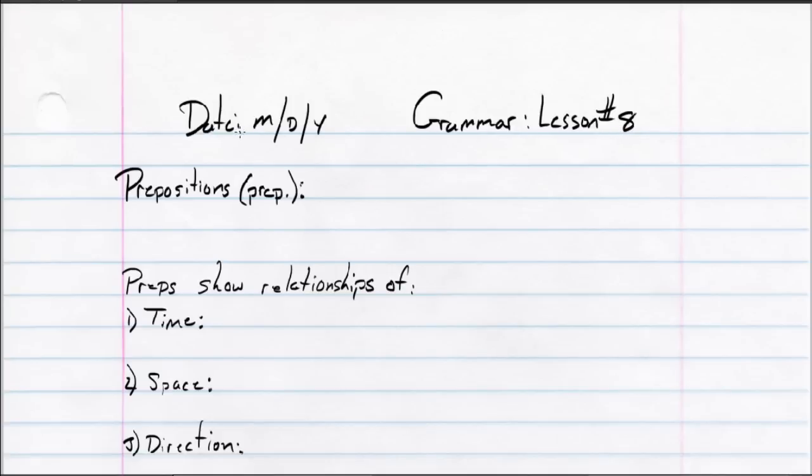Beneath that, you're going to skip a line. Put down the word prepositions. In parentheses there, put the abbreviation for that, which is prep, P-R-E-P. And then we'll put in a colon. Underneath prepositions, skip 2 lines. Then on that third line down, write these words. Preps show relationships of, and then put a colon. So once again, preps show a relationship of, and then a colon.